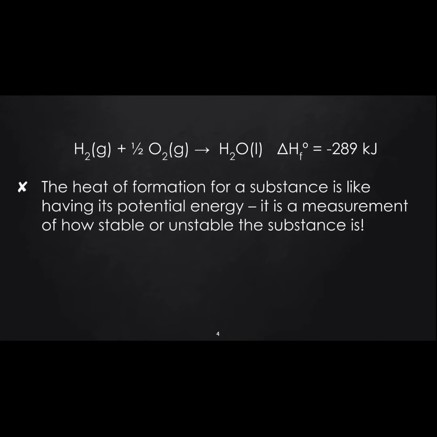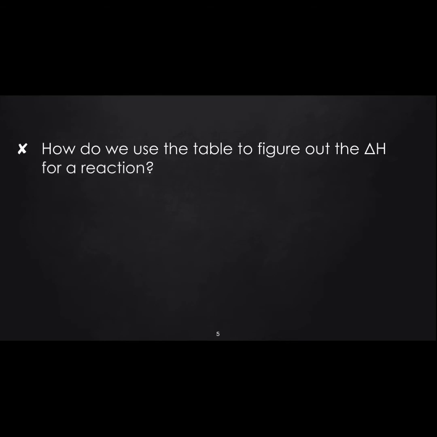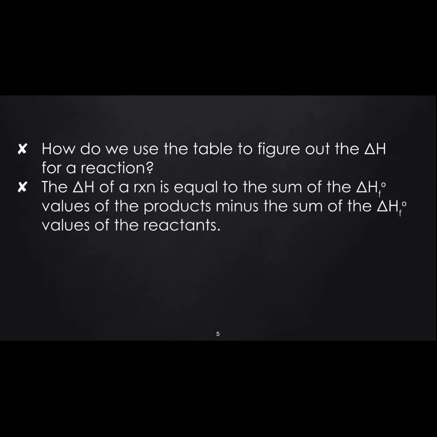The heat of formation for a substance is similar to having its potential energies, which we haven't talked about really, but it's a measurement of how stable or unstable a substance is going to be. So how do we use a table to figure out the enthalpy change for a reaction? So in class, I'm passing out a table with a bunch of heat of formation numbers on there. It is also linked in your slides. So if you're watching this at home, when you come back to class, make sure you ask for one of those charts.